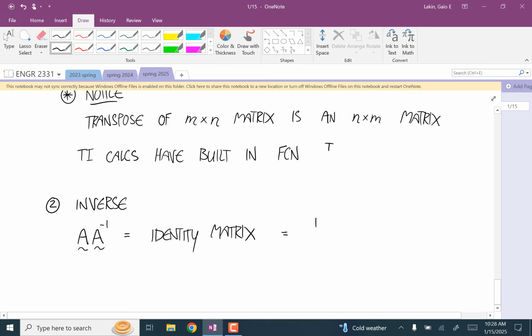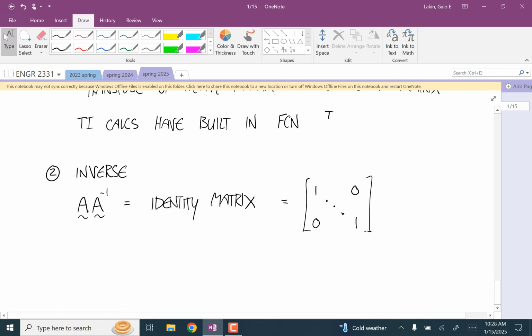Which is ones down the main diagonal depending on how many elements you have. And it's called the identity matrix because if you multiply it to a vector of that size, you get the vector back. And also, you can go in the other order. A inverse times A is equal to the identity matrix also.